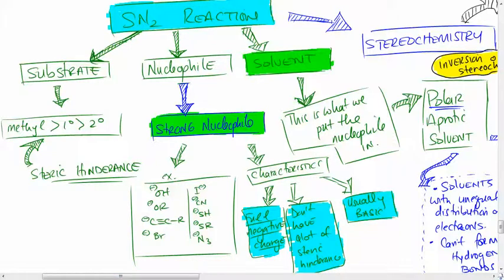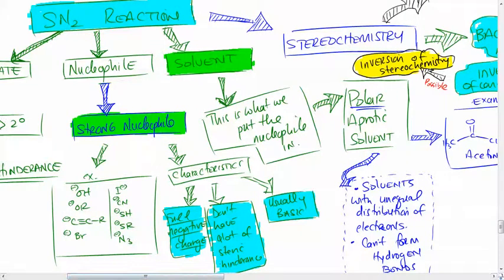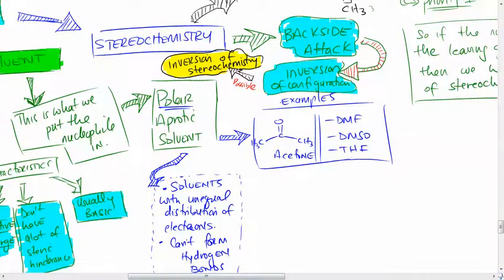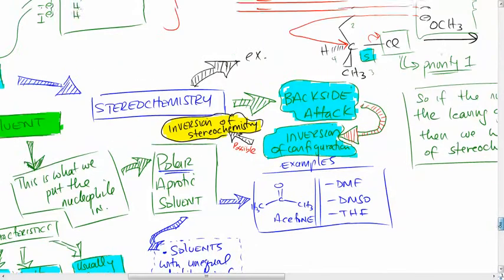Now, the solvent we want is a polar aprotic solvent, like we said. Polar means there's an unequal distribution of electrons, and aprotic means the solvent should not be able to form hydrogen bonds. We gave some examples: acetone, DMF, DMSO, THF. Then in terms of stereochemistry, we said we're going to be doing a backside attack, which means that this is our nucleophile, and it's going to come in from the backside and kick out this chlorine.